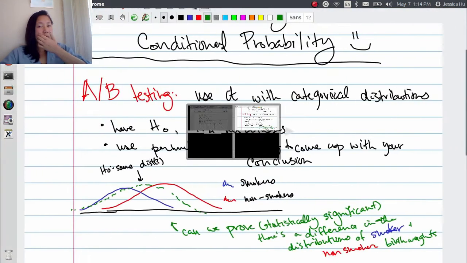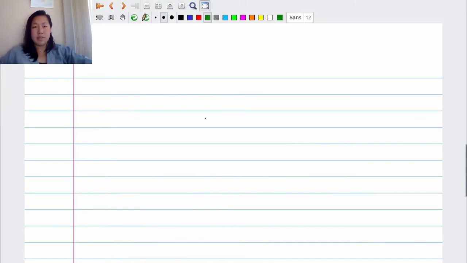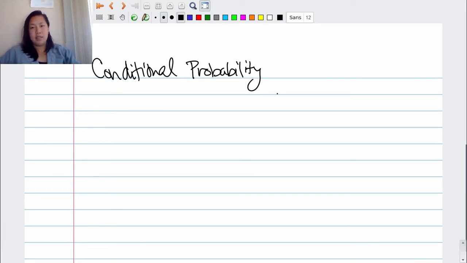And then now I'm going to talk about conditional probability. So back to the notes. Conditional probability, which is basically, in this class, it's just Bayes' rule.